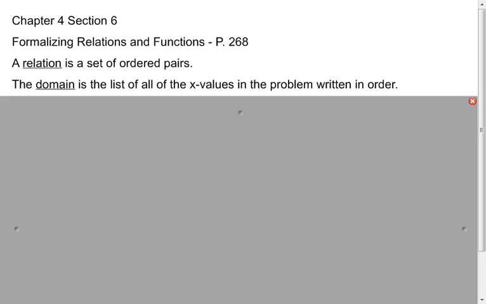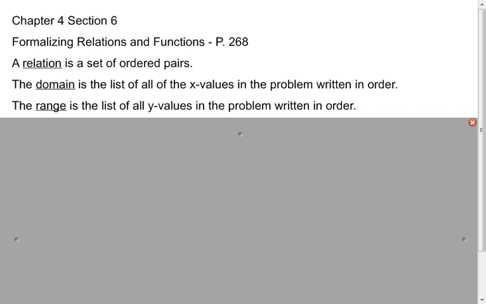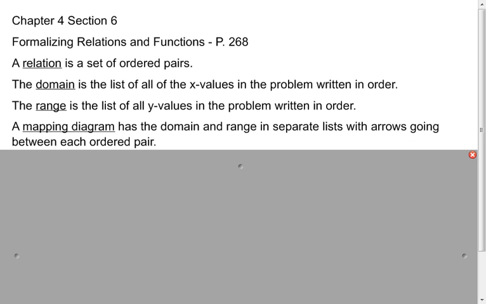Domain, we mentioned this once before. Domain is the list of all of the x values, and they're written in order from lowest to highest. Range is the list of all y values in the problem, also written in order. A mapping diagram has the domain and the range in separate lists, and there's arrows going between each ordered pair, and we'll do an example of that in a second.